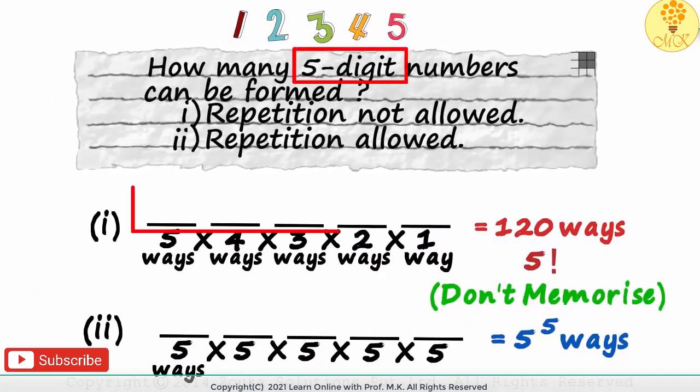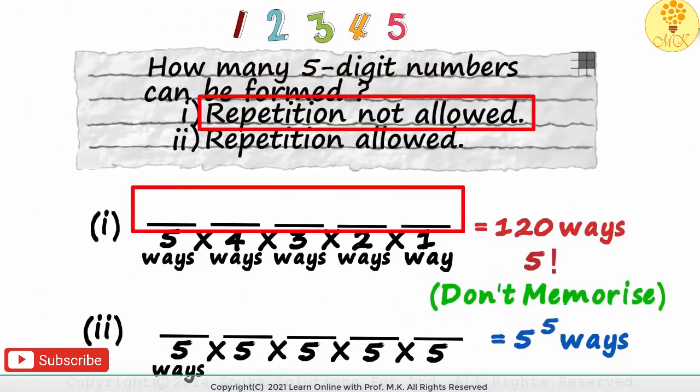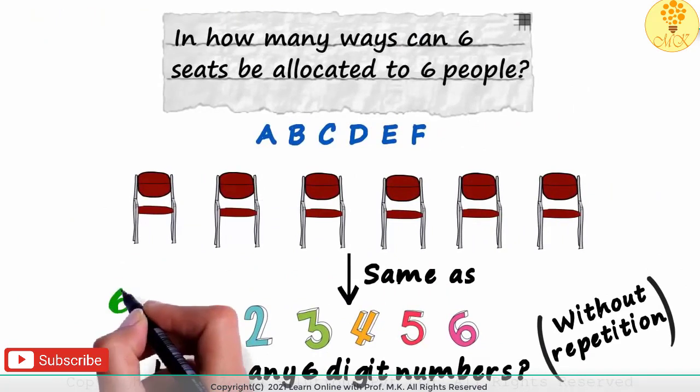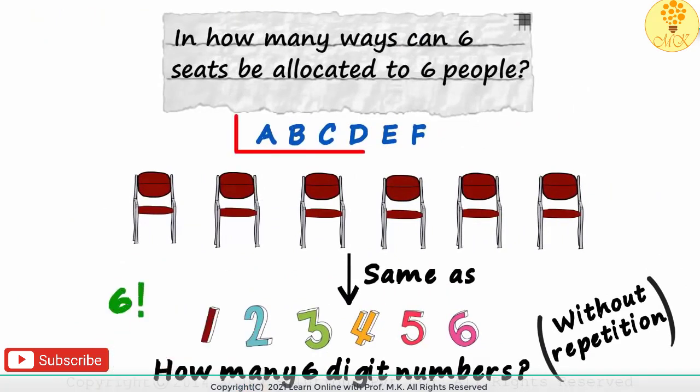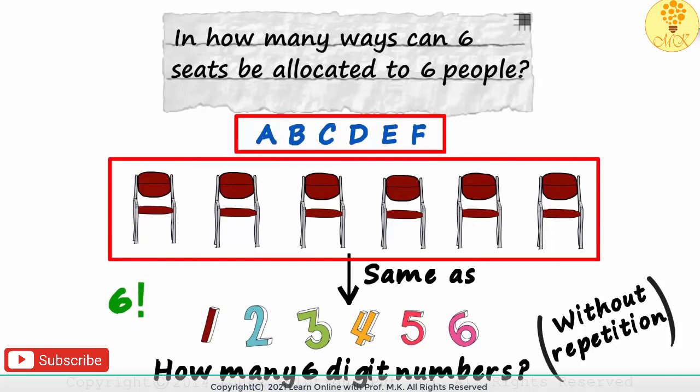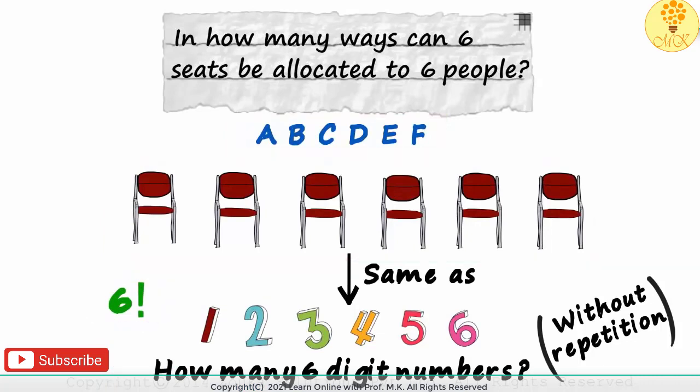Let's go back to the previous page. 5 digits in 5 slots when repetition is not allowed is this case. 5 factorial. Going back to the current problem, the answer to it will be 6 factorial. 6 people can be arranged on 6 seats in 6 factorial ways. Here, we have assumed that the seats are in a row. The answer will be different if the seats are arranged in a circular fashion. Don't worry about it for now. We have covered circular arrangements in another session.